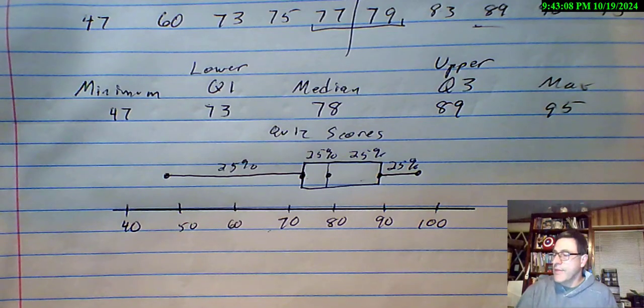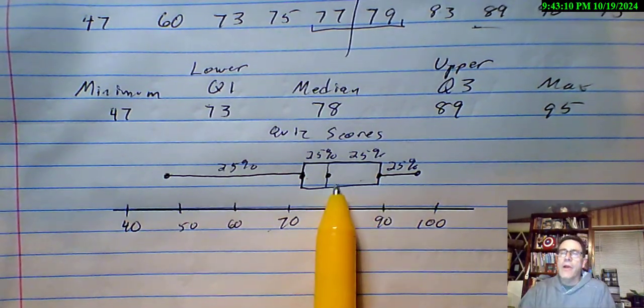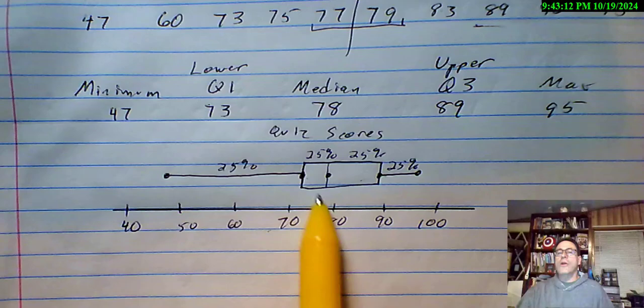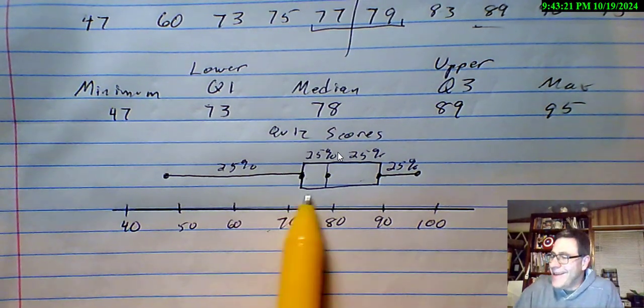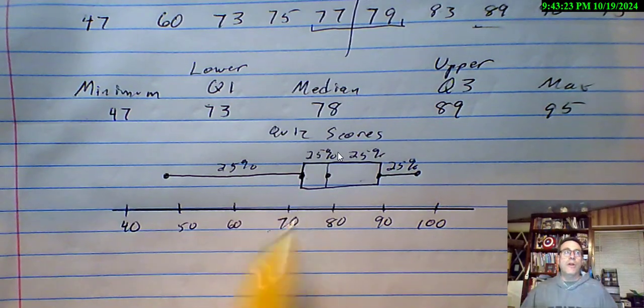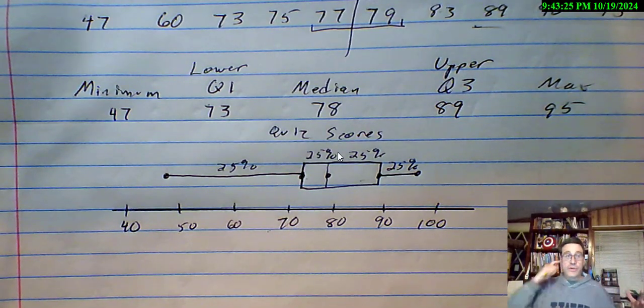So if you make a rectangle that's really small and narrow, that means a lot of numbers are clustered around the middle. If you have a really wide rectangle, a really wide box, then that means that those middle half of the points are spread out. All right, so it gives you an idea of how spread out points are.